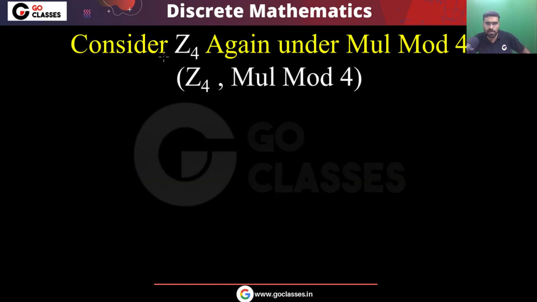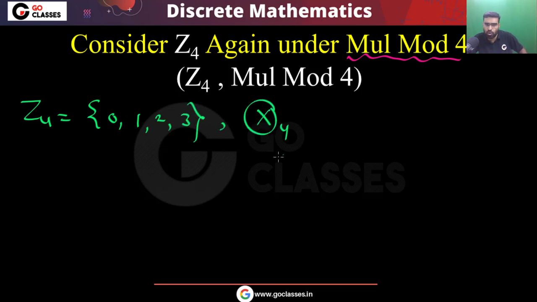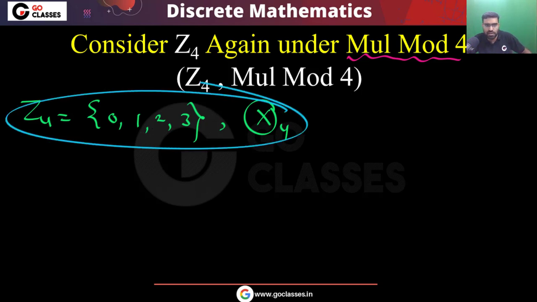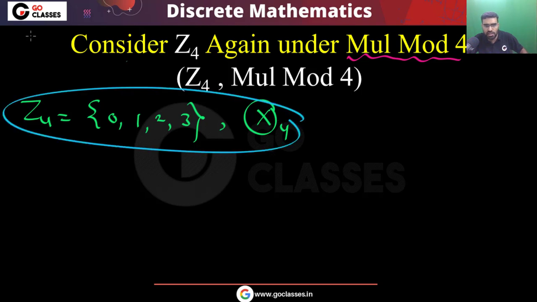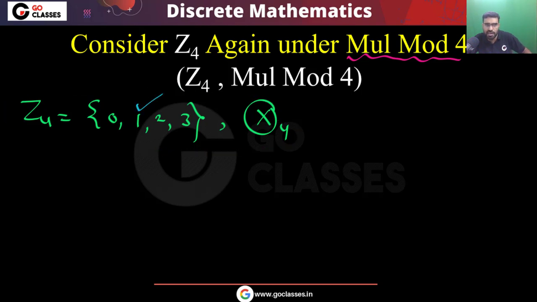So let's start with this example. Let's consider Z4 again, but under multiplication modulo 4. Z4 means 0, 1, 2, 3, and the operation is multiplication modulo 4. We want to convert this structure into a group. The only problem is the inverse property. Closure and associative properties are satisfied, and 1 is the identity element.